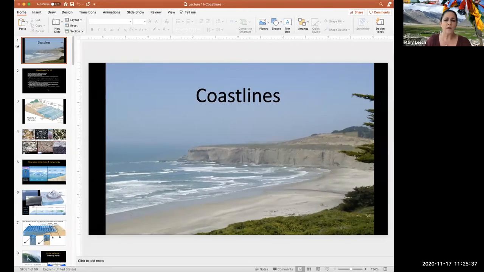Okay, so coastlines. We have a beautiful coastline. I'm going to explain to you why our coastline looks like this. Does anybody have a guess? Why do we have cliffs on our coast? Florida doesn't have cliffs on their coast.